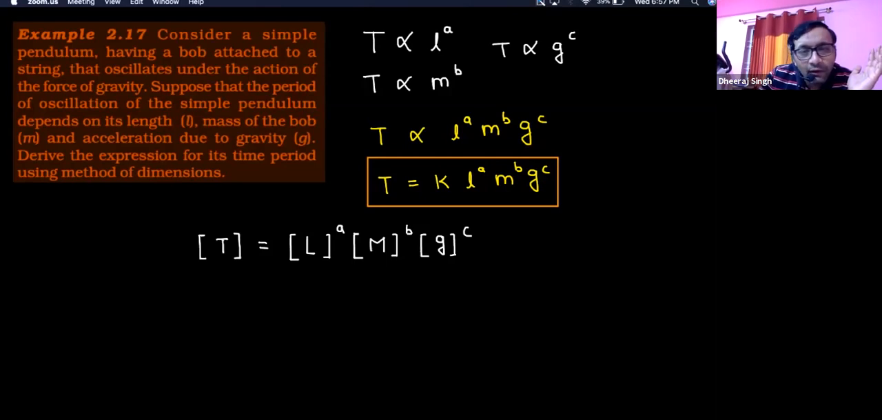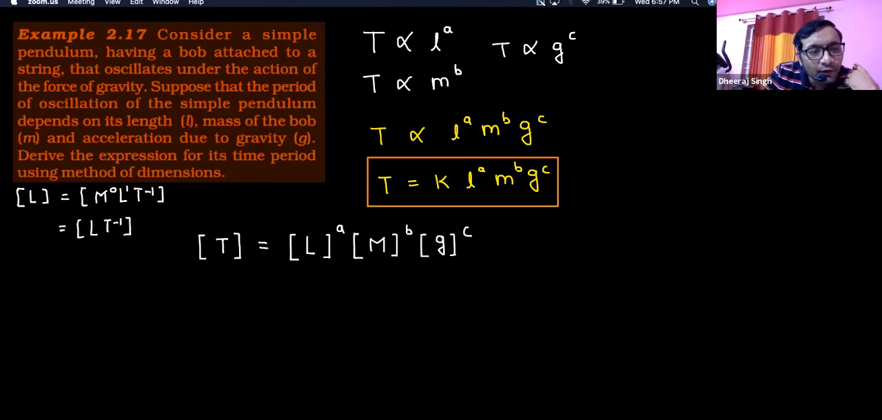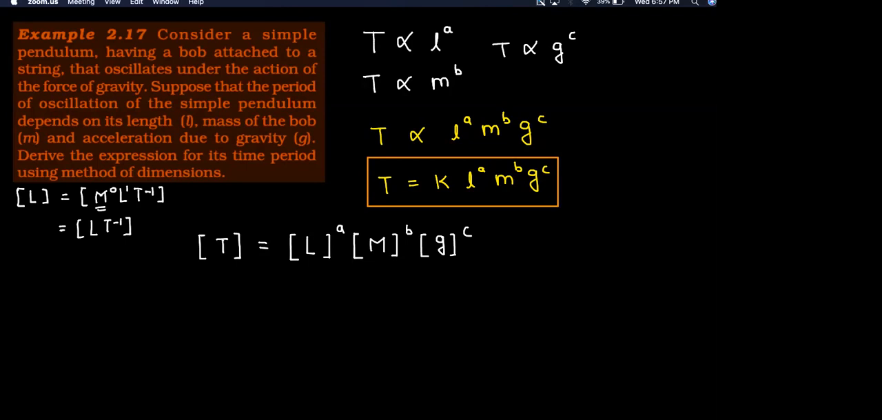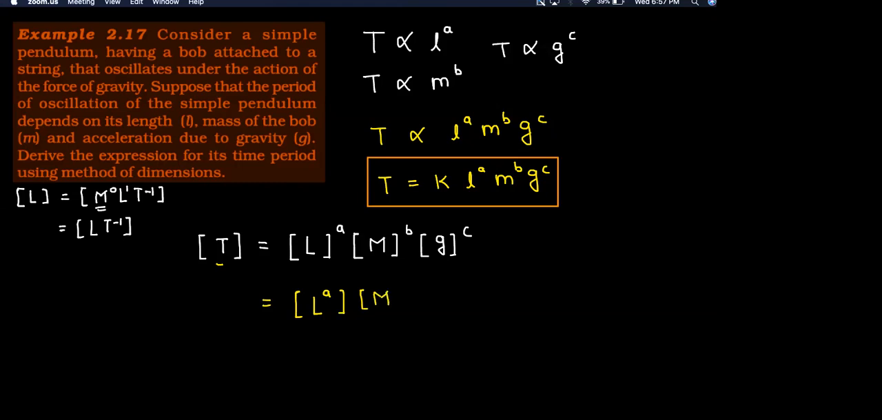Now you might have seen that earlier I used to write like this: dimension of length is equal to M to the power 0 L1 T minus 1. The shorthand to write this is simply LT minus 1. You don't need to write M because it has power 0. So dimension of T is dimension of L to the power A, dimension of M to the power B, and dimension of G to the power C. So this can be written as L to the power A, M to the power B.